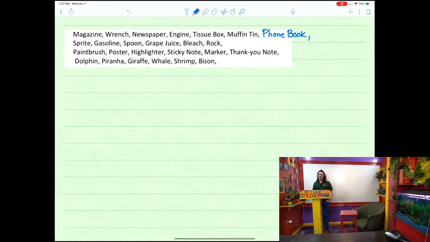Second example, Sprite, gasoline, spoon, grape juice, bleach, rock. So to me it looks like solid versus liquid. Sprite is a liquid, gasoline is a liquid, a spoon is a solid, grape juice is a liquid, bleach is a liquid, rock is a solid. So now we need two liquids and a solid. So maybe we can say orange juice. Let's say Dr. Pepper. And then something solid. Let's say a boulder.